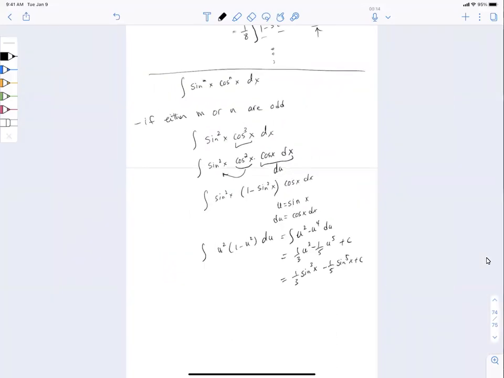So at least one of them, either m or n, has to be odd. If both are odd, you decide which one to peel off. Usually I will go with the smaller one. I peel off the smaller, it's easier to convert them to the other function afterwards.